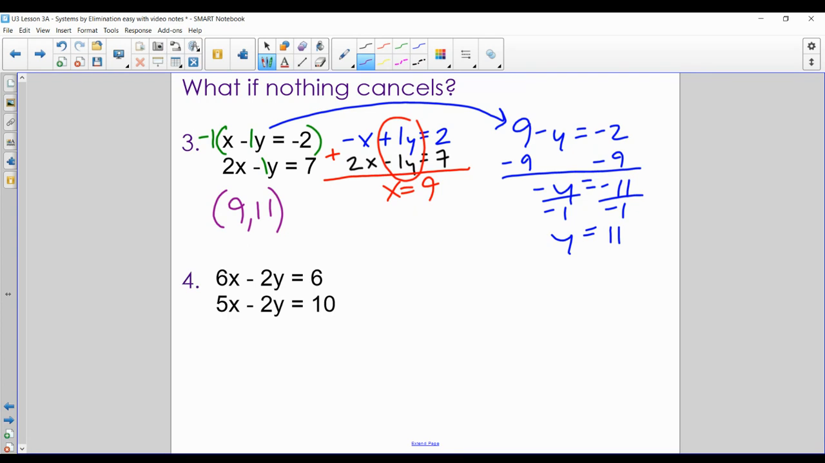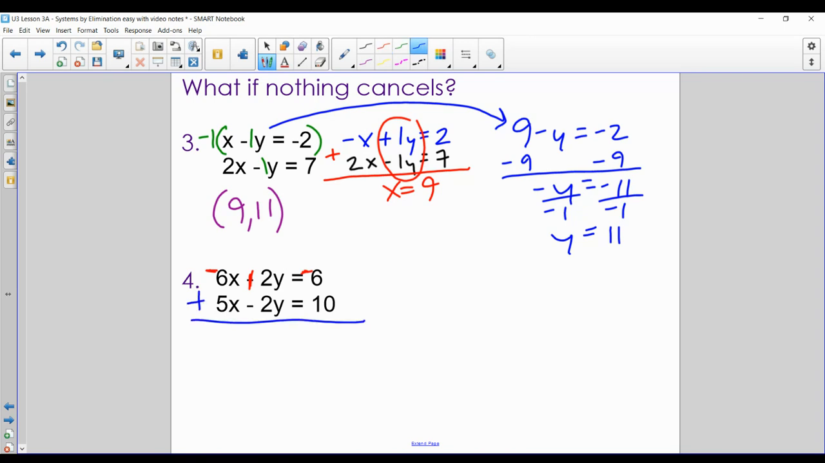Okay, let's try one more. So if you understand that when you multiply a whole equation by negative 1, that everything just changes signs, I don't have to show it so much as just come in here and say, I'm going to multiply the top one. So this becomes negative, positive, negative. Everything changes to the opposite sign.